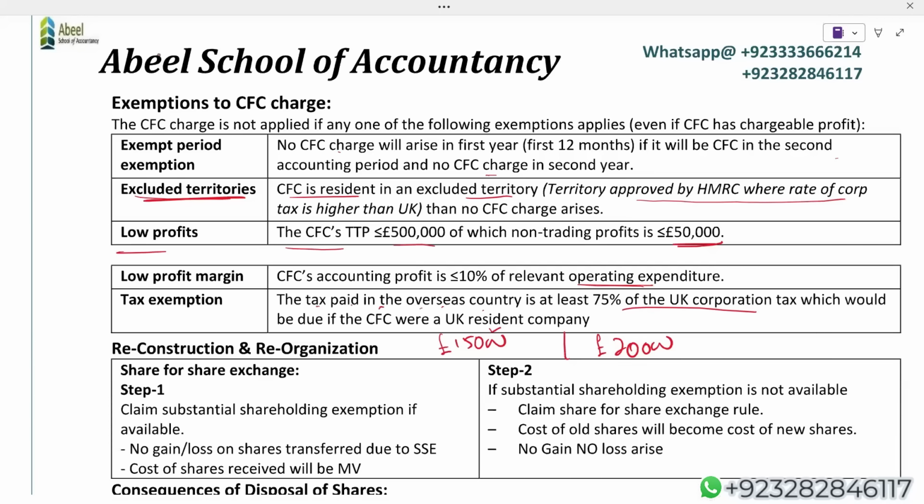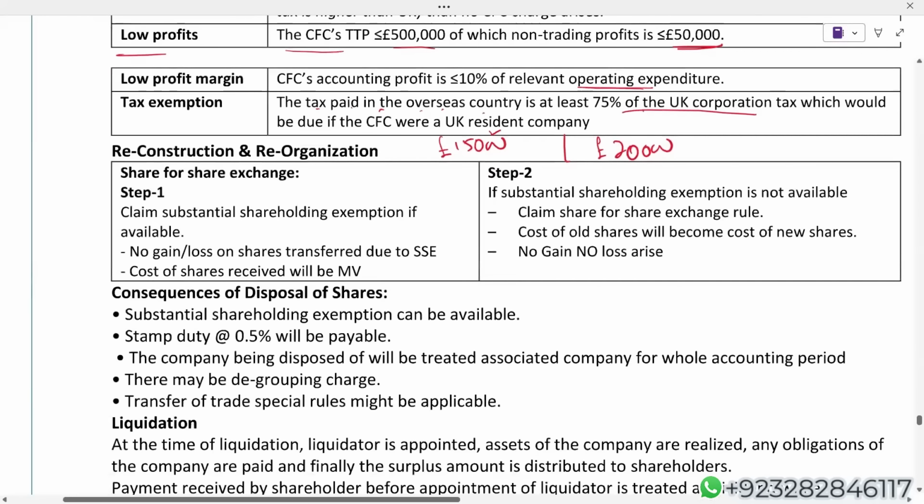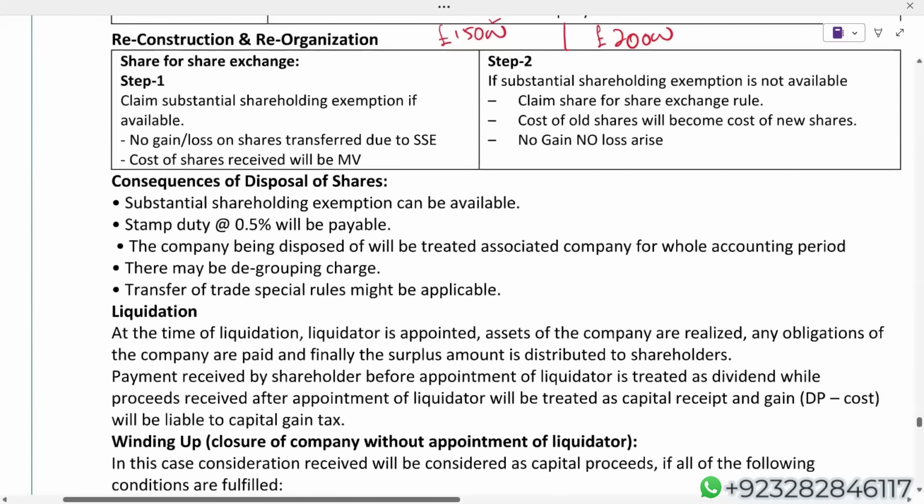The tax paid in the overseas country must be at least 75% of the UK corporation tax which would be due if the CFC were a UK resident company. If that company was UK resident, let's say your corporation tax would have been 20,000. You have already paid 15,000 overseas, which is 75% of 20,000. So now no CFC charge will arise. Students, reconstruction and reorganization is exactly the same as for individuals.